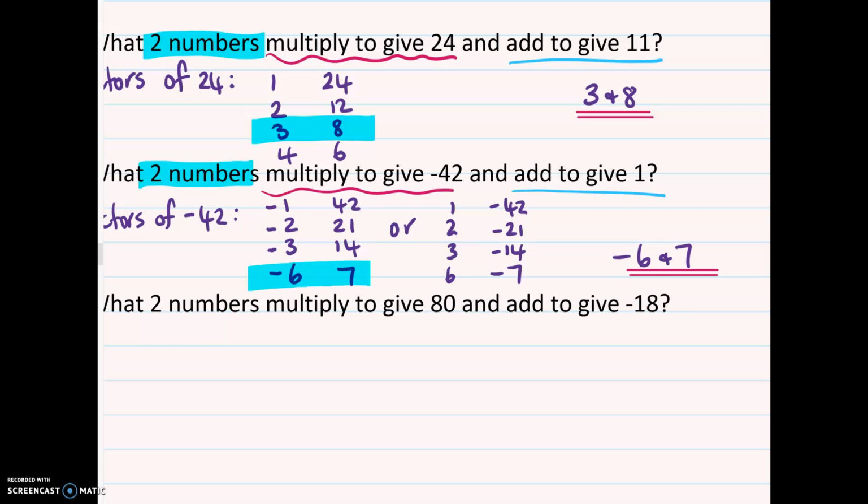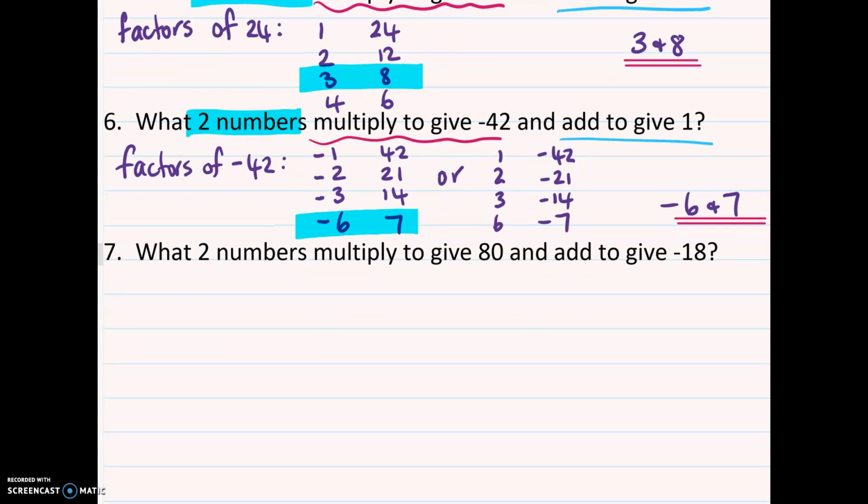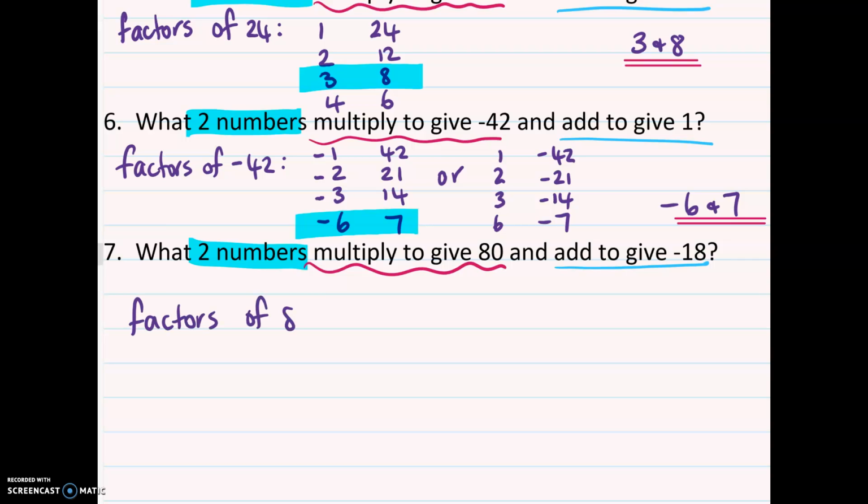Alright, in the final one, 2 numbers that multiply to give 80. So again, we want the 2 numbers, but we've got to choose them so that they multiply to give 80 and they're going to add to give negative 18. So start with the one they multiply. Let's think of the factors of 80. Now this says positive 80. The fact that it's positive 80 tells me that they are the same sign. So either your numbers are both positive or they're both negative.